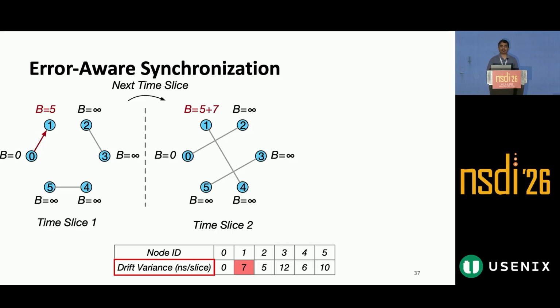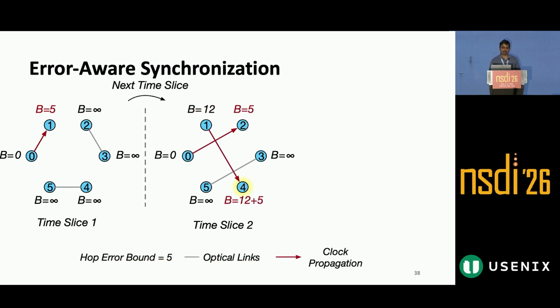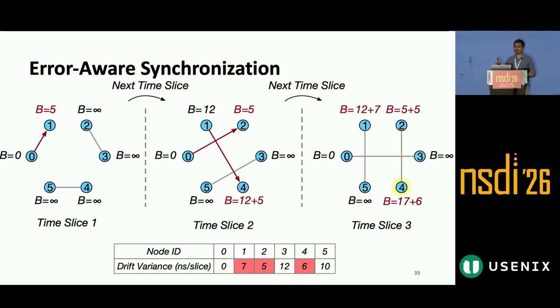Now again, in time slice 2, every node looks for its neighbors and sees which neighbor can actually help it reduce its error bound. So in this case, we can focus on node 4. For node 4, if it synchronizes with node 1, it inherits node 1's error bound of 12 with the addition of the hop error bound. And again, as time passes, every node updates its sync error bounds based on the drift variance.